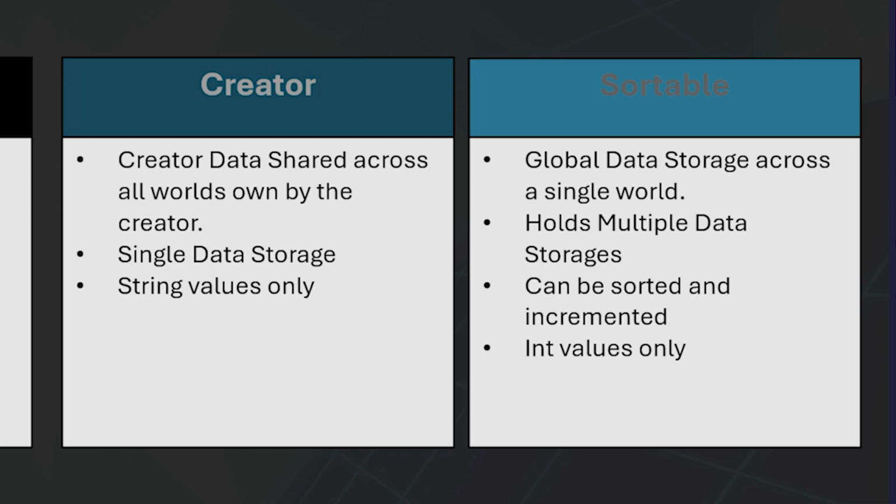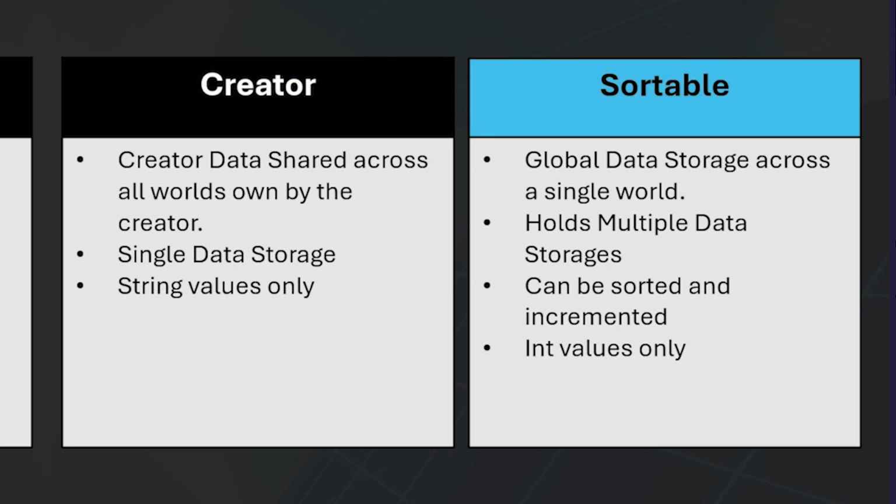The final type of data storage is sortable data storage. Sortable data storage is very similar in structure to global data storage in that it can house multiple containers of data. However, sortable data storage is special because it's intended specifically for handling numerical values. As the name implies, numerical values stored in the sortable table contain methods to allow for sorting of values stored in the data table, as well as other useful functions like incrementing or decrementing values.